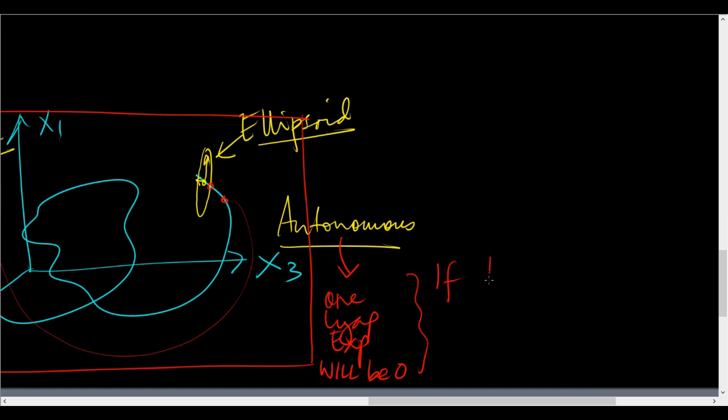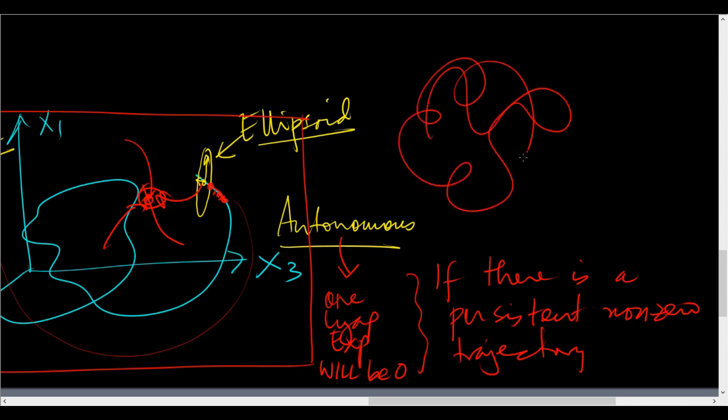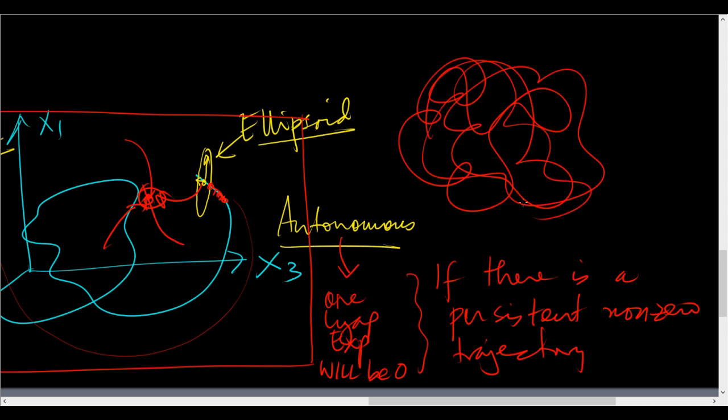if there is a persistent non-zero trajectory. Of course, if in 3D everything just goes to one fixed point, then all volumes are shrinking and nothing is 0. That is not possible otherwise. All those distances will also shrink and go to 0 along this trajectory when we come here. But if there is a trajectory that goes round and round in 3D and keeps going, in that case, one Lyapunov exponent must be 0.